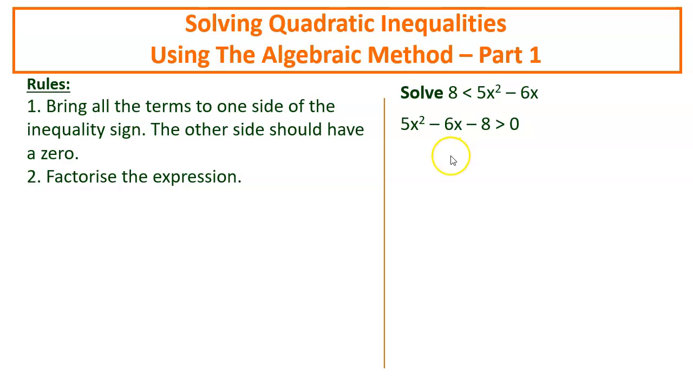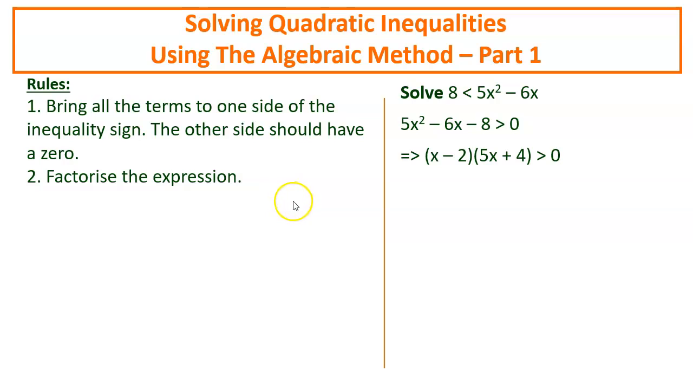I have factorized this expression using the middle term splitting method, but I am not going into the details of the middle term splitting method. I am assuming that you know the method, and this is the factorized form: x minus 2 times 5x plus 4 is greater than 0. We are having two linear factors, and the product of these two linear factors is greater than 0. That means the product will be a positive number.